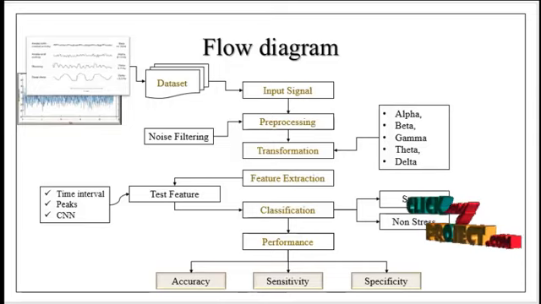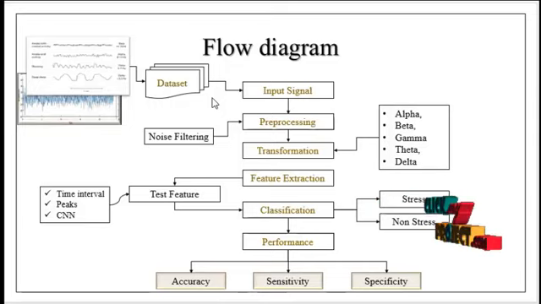Now we are going to discuss the flow diagram of the process. This is the overall working flow of this process. The modules of this project are input signal, pre-processing, transformation, feature extraction, classification, and finally performance estimation. At first, the input signal is taken from the dataset. The dataset consists of both stress signals as well as normal patient signals.